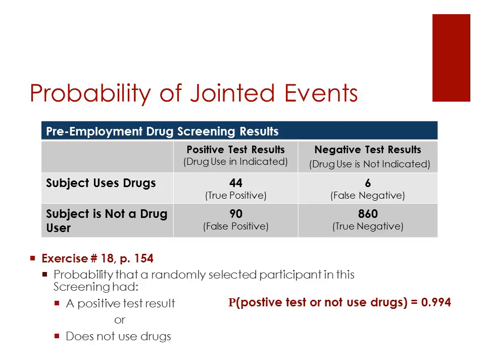All right, so to solve this problem, the probability of getting a positive test result or not using drugs with this particular set of screenings is 0.994.